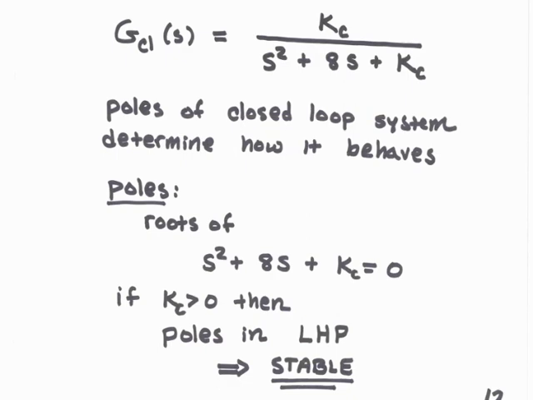Recall that we found the closed-loop transfer function of the system had a second-order denominator. The poles of the closed-loop system are the roots of the denominator polynomial, the roots of s squared plus 8s plus kc equals 0. So kc determines these roots. Kc determines the poles of the closed-loop system. If kc is greater than 0, then these poles will be in the left half plane, and the closed-loop system will be stable.